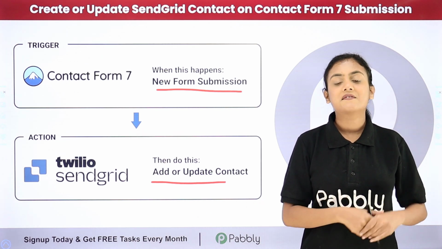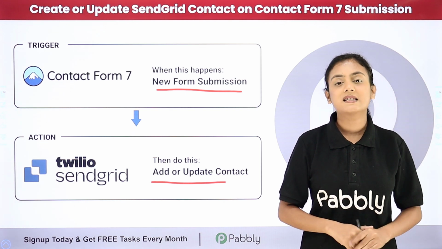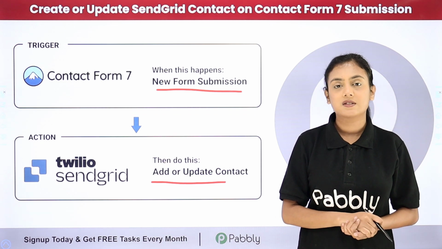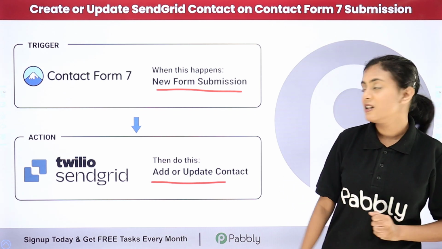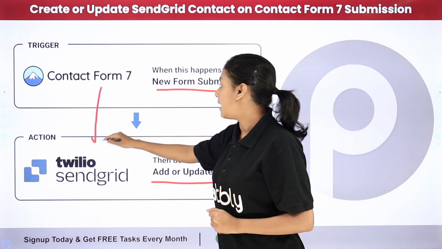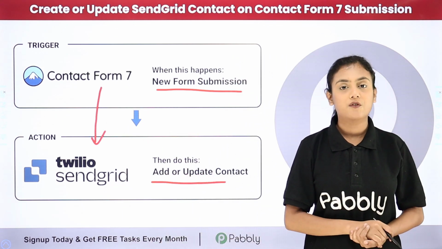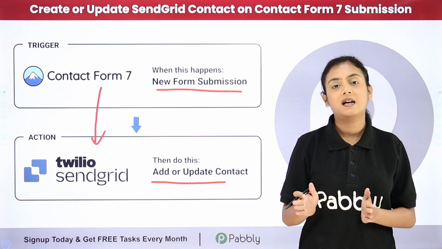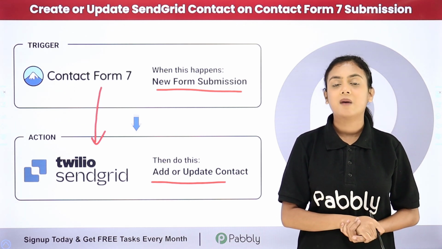So what I've done is I've simply automated this entire process with the help of Pabbly Connect, which is an amazing automation and integration software. And here in this automation, I'm going to build the connection between Contact Form 7 and SendGrid with the help of it. So if you also want to learn about this amazing automation process step by step, for that let me take you to my screen.